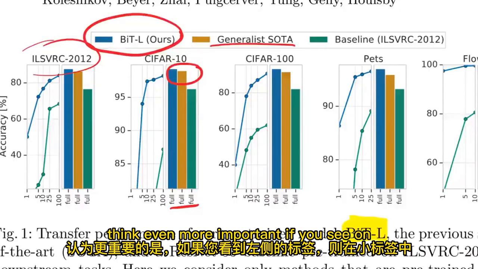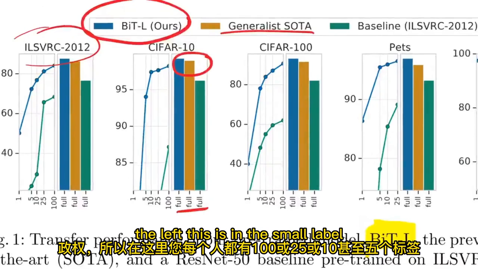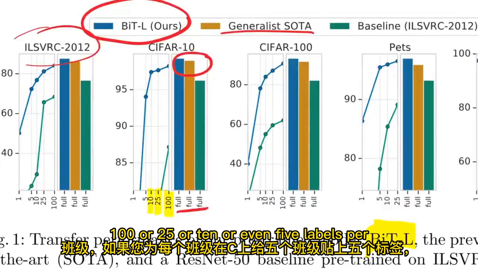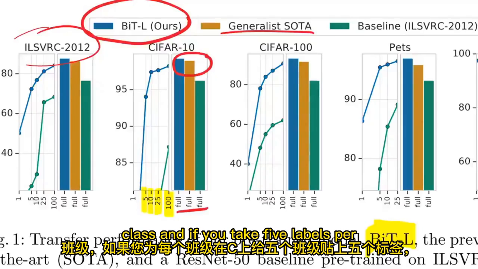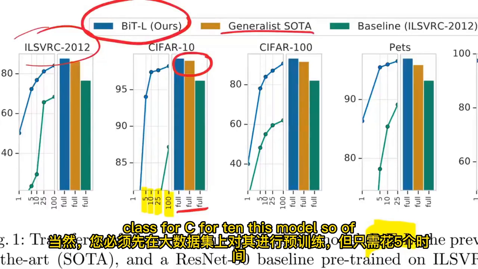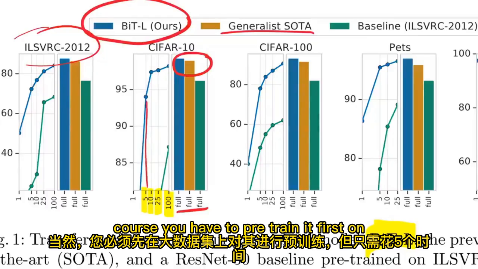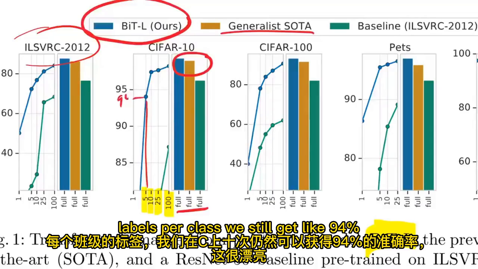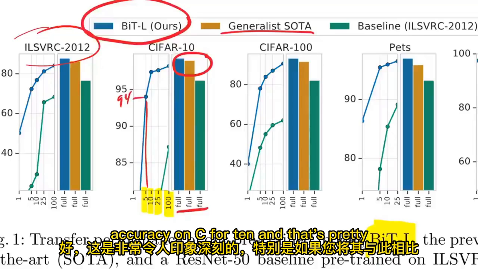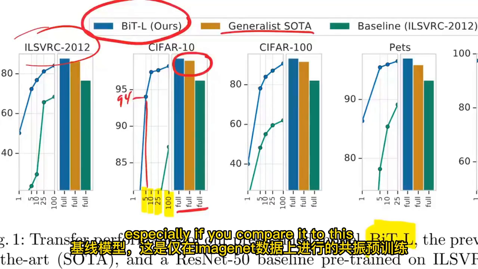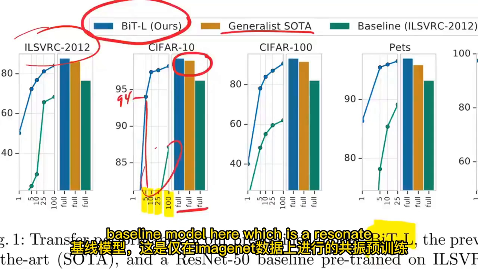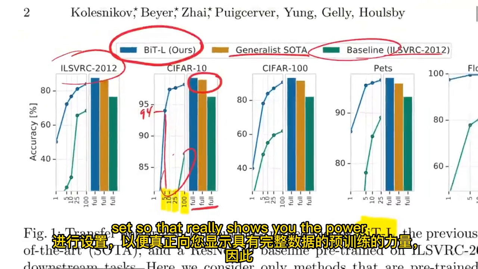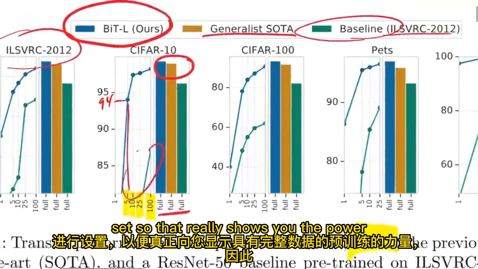And I think even more important, if you see on the left, this is in the small label regime. So here you have something like 100 or 25 or 10 or even 5 labels per class. And if you take 5 labels per class for CIFAR-10, of course you have to pre-train it first on the big data set, but just taking 5 labels per class, you still get like 94% accuracy on CIFAR-10. And that's pretty good. That is pretty impressive, especially if you compare it to this baseline model here, which is a ResNet pre-trained on just the ImageNet data set. So that really shows you the power of pre-training with full data.